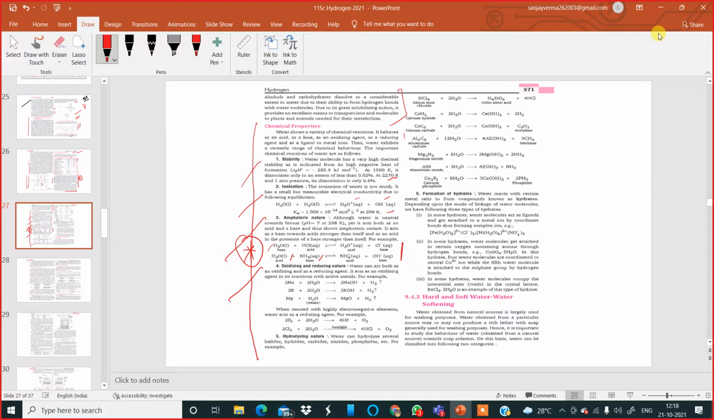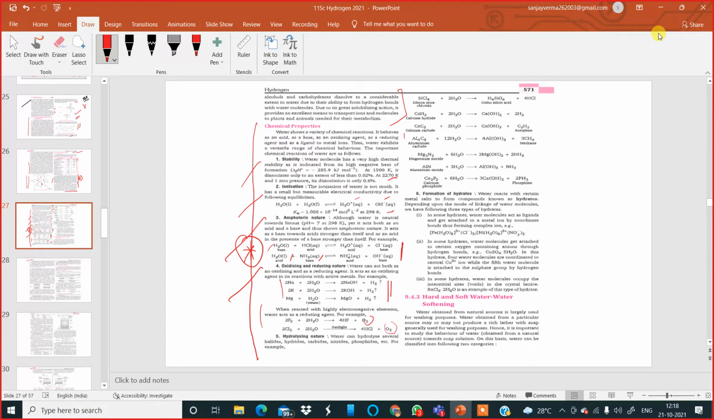It acts as an oxidizing agent in its reactions with active metals. For example, reactive metals like sodium, potassium, magnesium react with water, either in boiling form or steam, liberating hydrogen gas. But when it reacts with highly electronegative elements, water acts as a reducing agent. Here it is reducing, in the presence of sunlight or ultraviolet light, to produce oxygen gas.